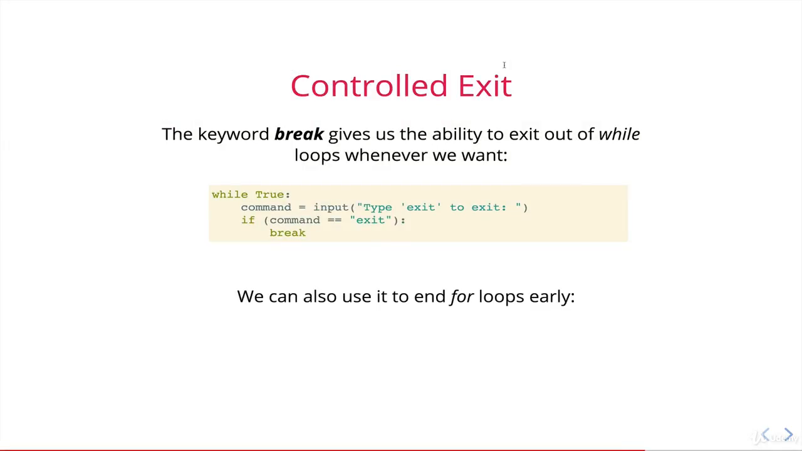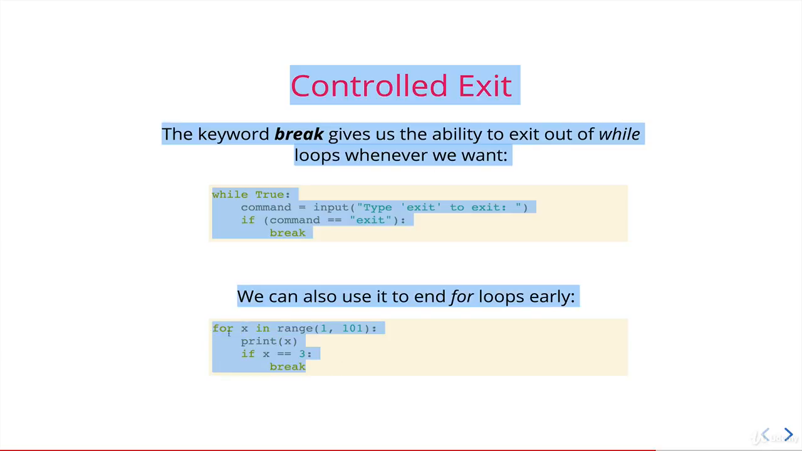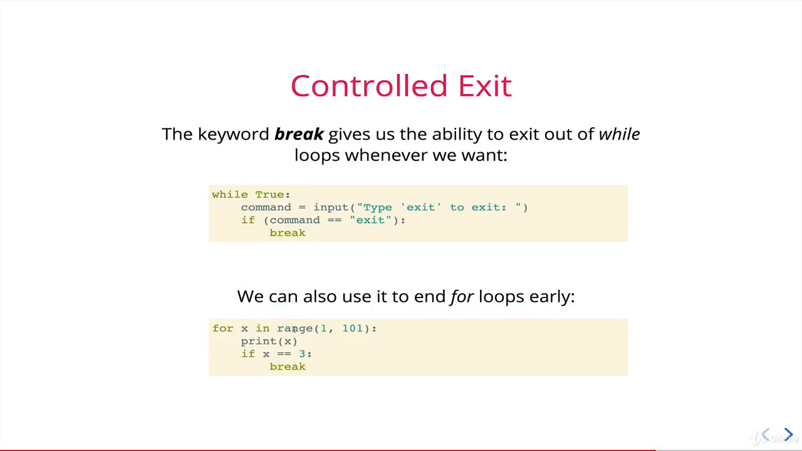So here's an example with a for loop. It's silly, and you would never do this, but in this case, we're printing the numbers from 1 to 100. And what will happen? Well, we print the number, and then if x is 3, we break the loop and we stop. So the end result is that we basically print the numbers from 1 to 3, even though the loop intended to go from 1 to 100.